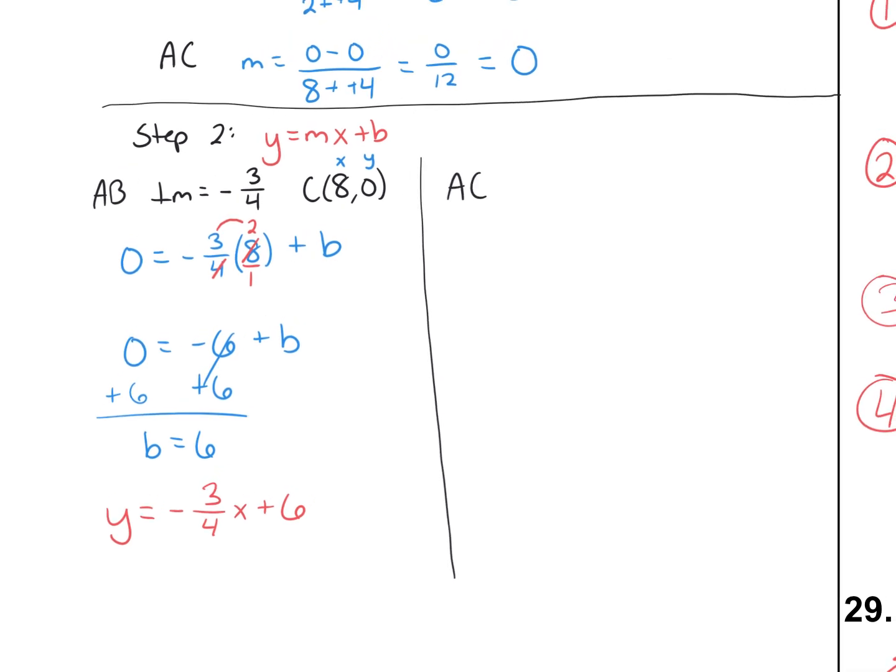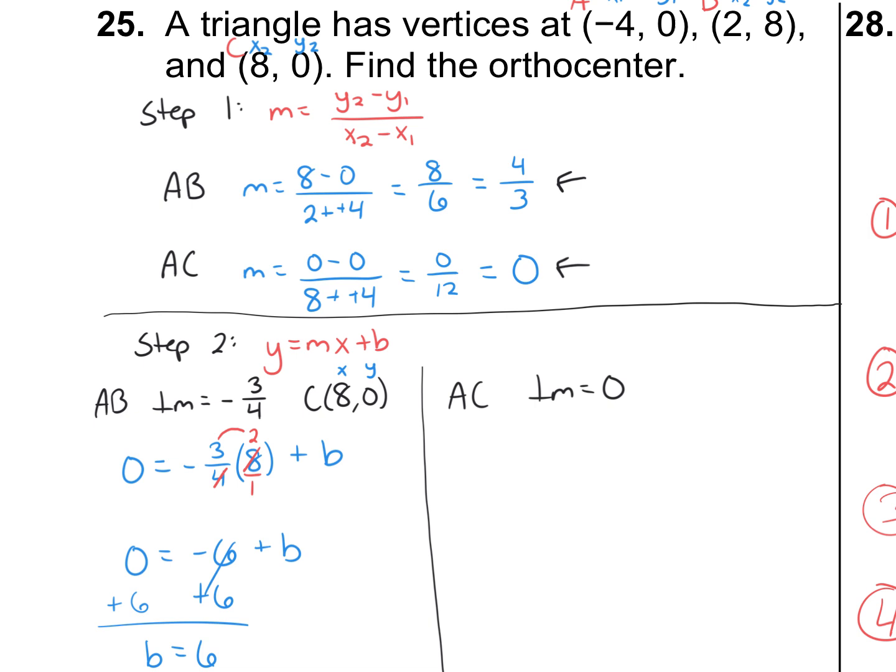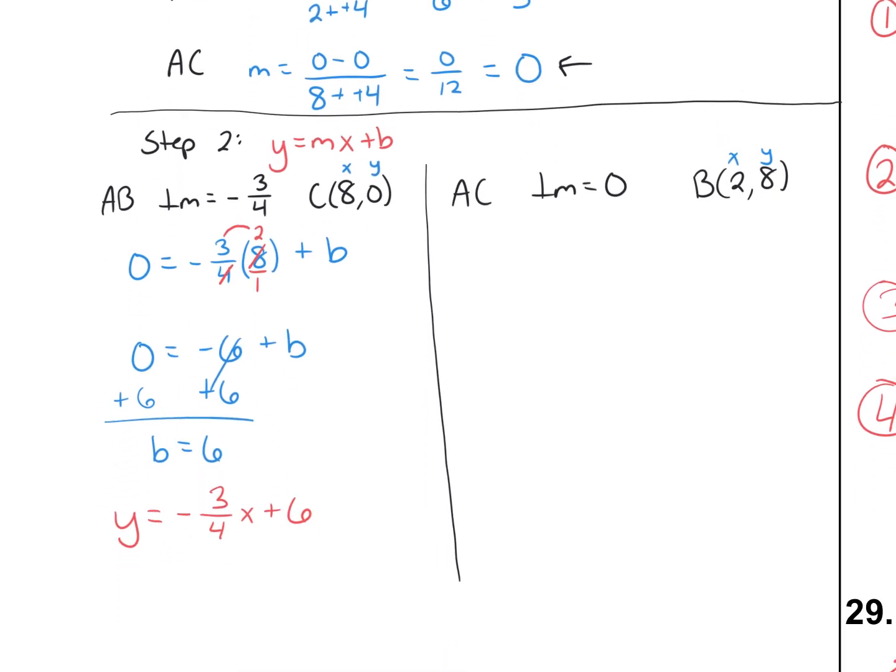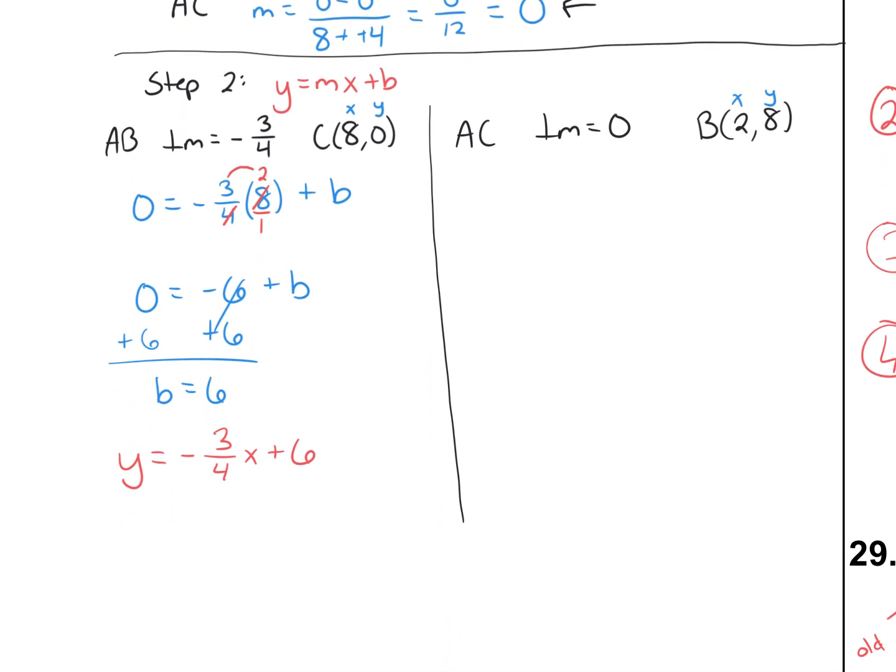So AC, what's the perpendicular slope to 0? 0. It's going to stay 0. What coordinate am I going to use? C. Or no, B. Yep, I'm going to use the coordinate that's not involved. So B, which is (2, 8). And remember, that's in terms of x, y. So what is my y value? I'm going to start plugging it in here. 8 equals 0 times 2 plus b.